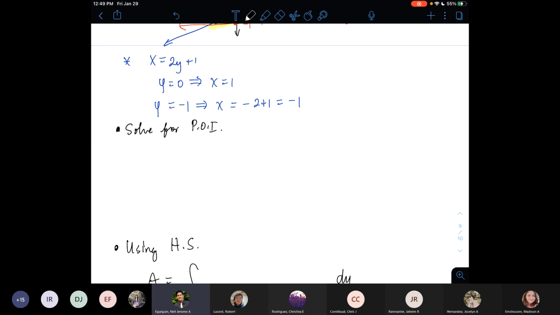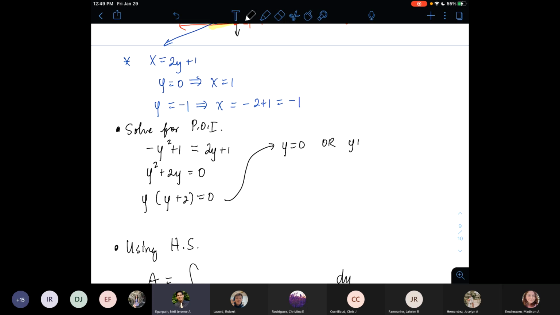But remember, the two equations are x equals -y² plus 1 and x equals 2y plus 1. So we set them equal to each other and then solve for y. I'll collect them all to one side. So I'll have y² plus 2y equals 0. And then factor out y. And then this means y equals 0 or y plus 2 equals 0, signaling y equals -2.